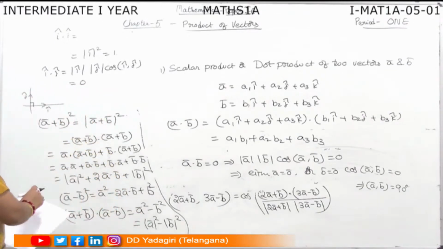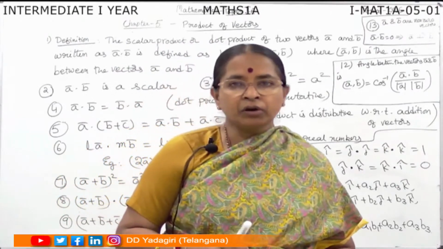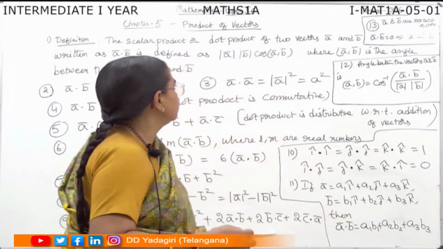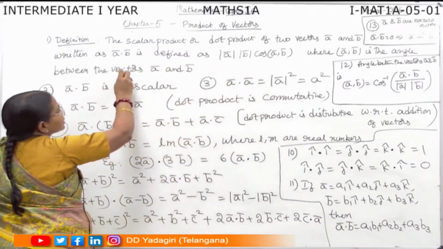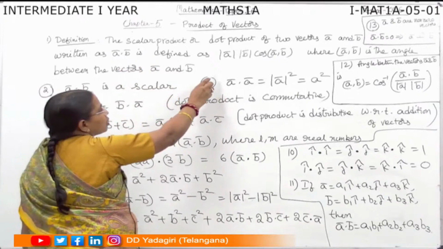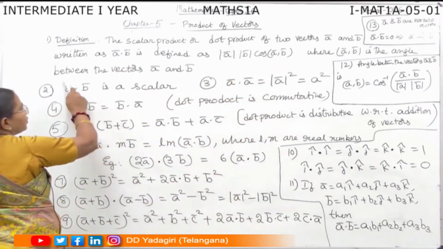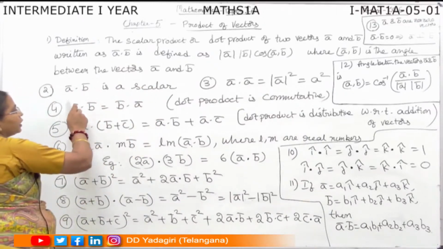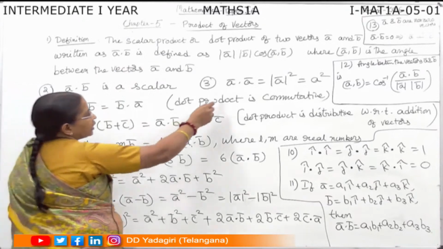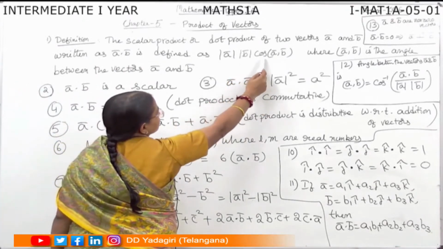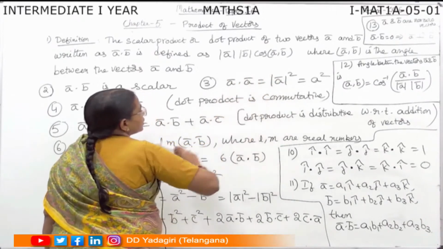Okay. First, we'll write the summary of all the points that we discussed. So the scalar product or dot product of two vectors, written as A dot B, is defined as mod A into mod B into cos of the angle between A and B, where the angle is between the vectors. And then A dot B is a scalar. The value of that is a scalar. And then A dot A is mod A square, because the angle between A and A is 0, so cos 0 is 1. So A dot A is mod A square.